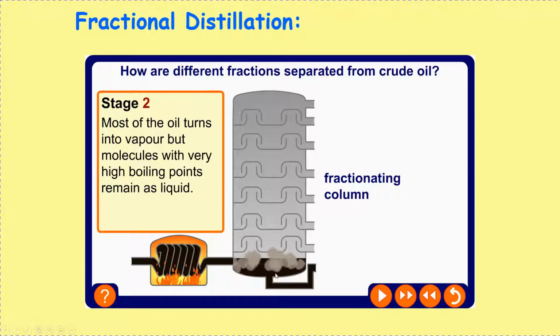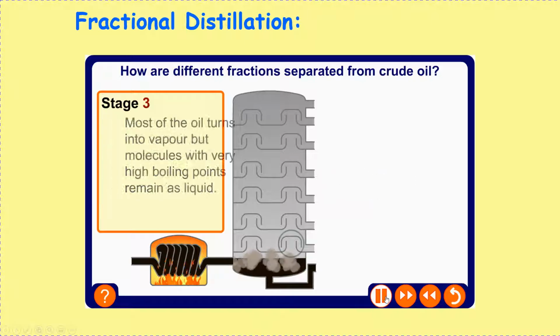Now the black ones at the bottom are the very, very thick ones that have a very high boiling point. So they will stay as a liquid even at 370 degrees. The chains are too long, too thick, too gloopy and too sticky, and they will stay as a liquid even at 370 degrees. These other ones that have evaporated and turned into a gas will start to rise up.